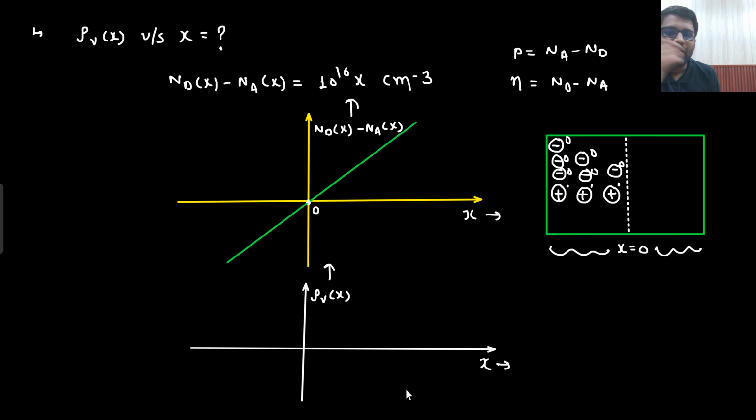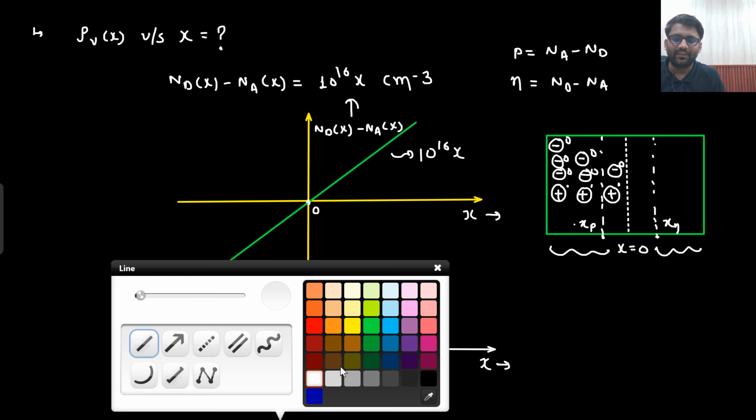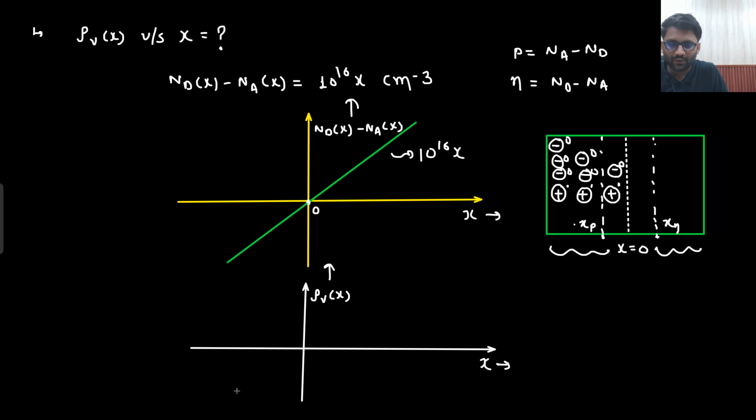Now the whole side will not get into depletion. Let's just say only this much side will get into depletion. This is my minus xp, and from here some side will get into depletion. That could be xn. So we need to find out the relation between xn and xp. That we will do. So I need to multiply it with q. What is the equation of this particular line? That is 10 to the power 16 x. So if I multiply it with q, what am I going to get? 10 to the power 16 x multiplied by q.